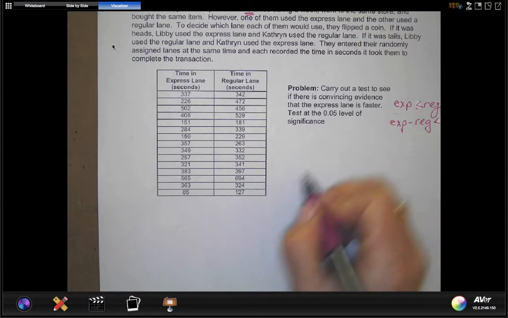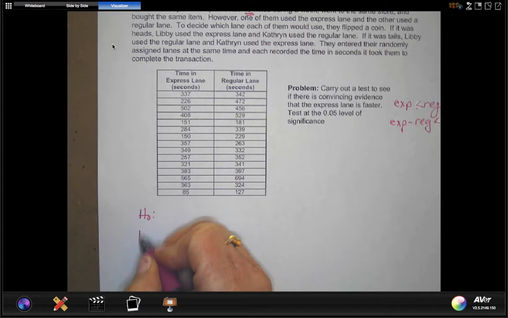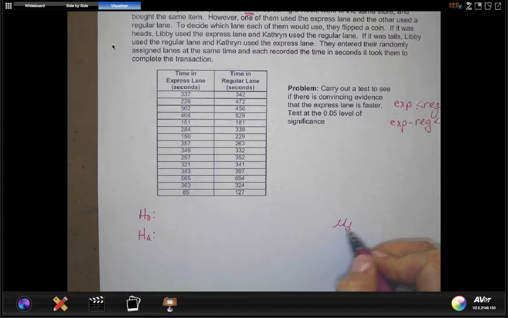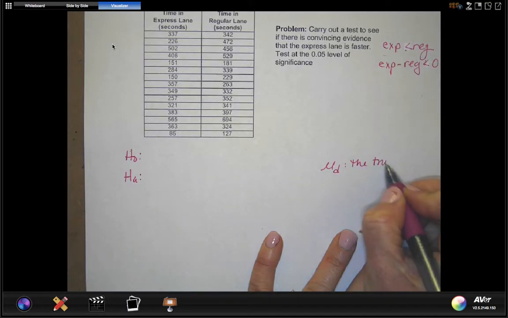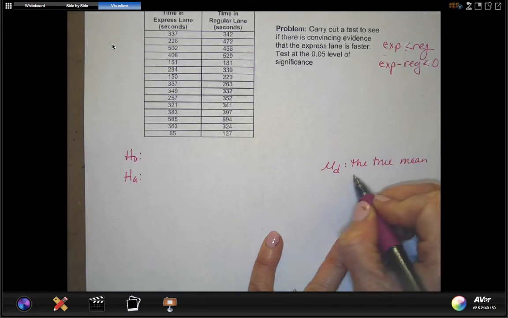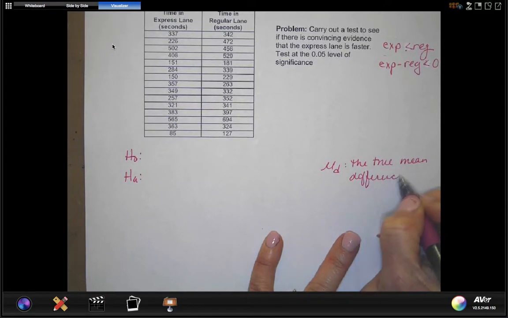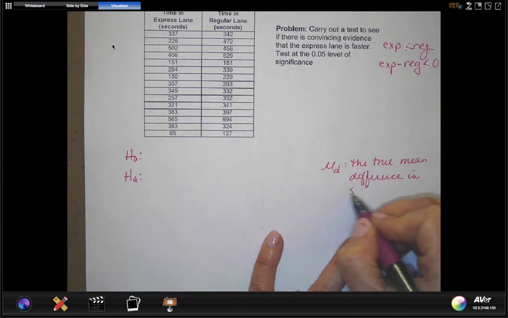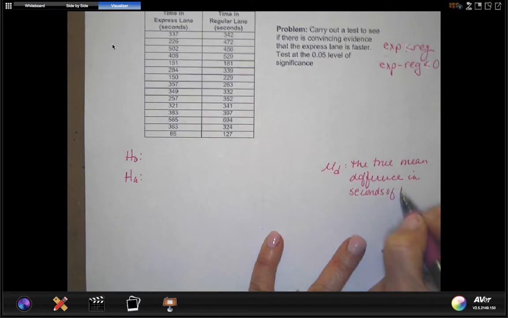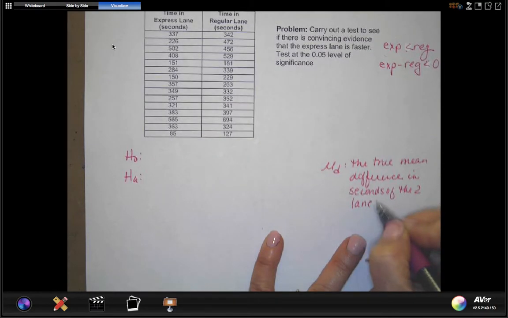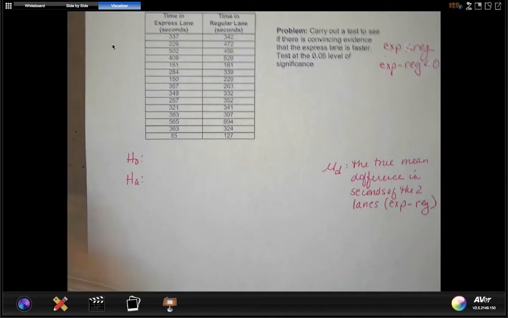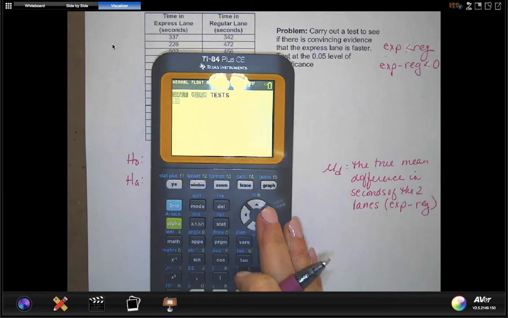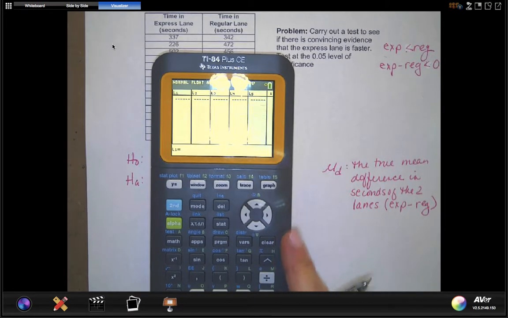So I'm going to define mu d as the true mean difference in seconds of the two lanes. And I'm going to say here that I am doing express minus regular, okay? Then I'm going to come over here and type all these values into my calculator, and then I'm going to use list 3 to do express minus regular.